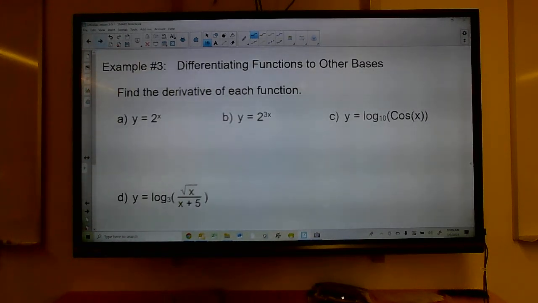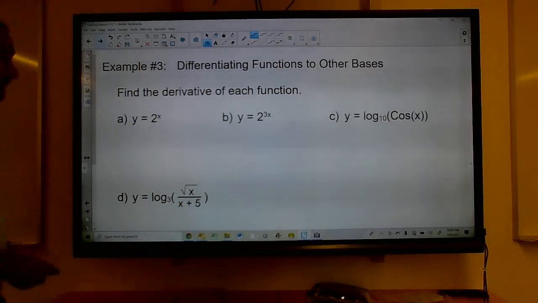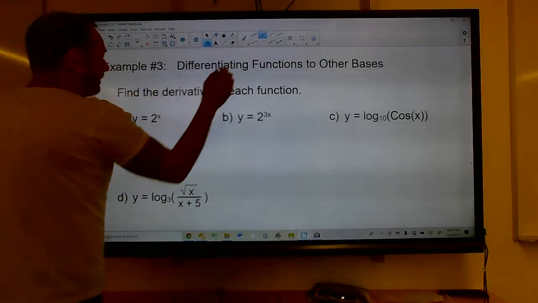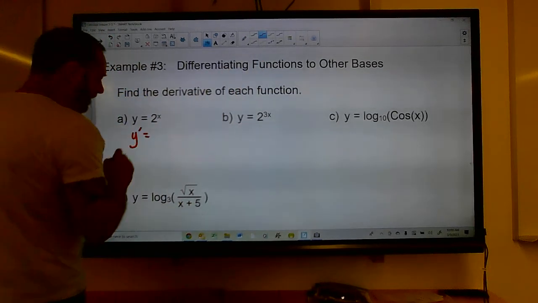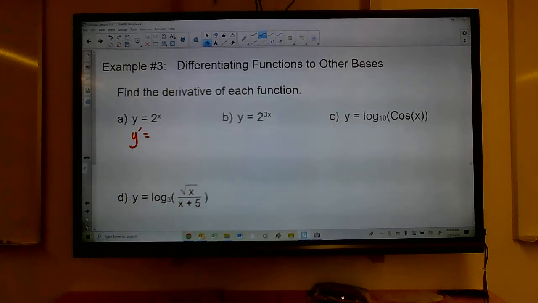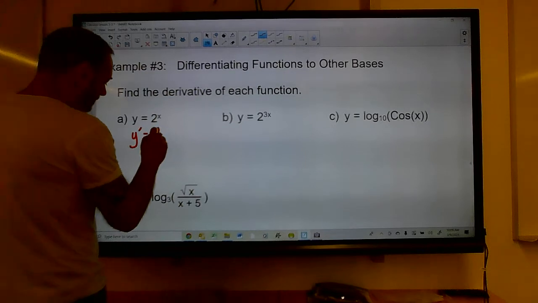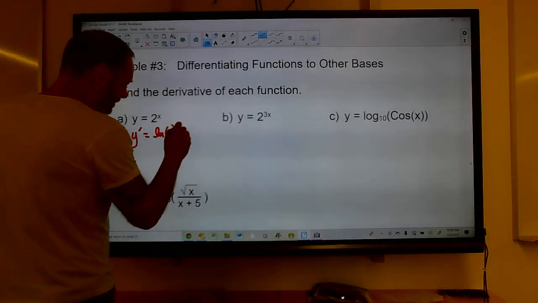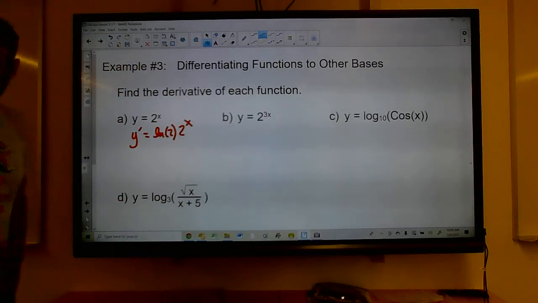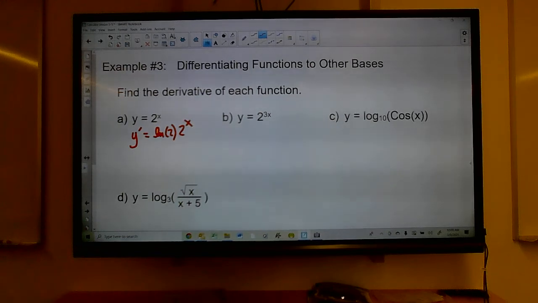So find the derivative of each of these functions here. Okay, so if we use our formula, y prime is going to be the natural log of 2 times 2 to the x. And I can't really do any more to that.